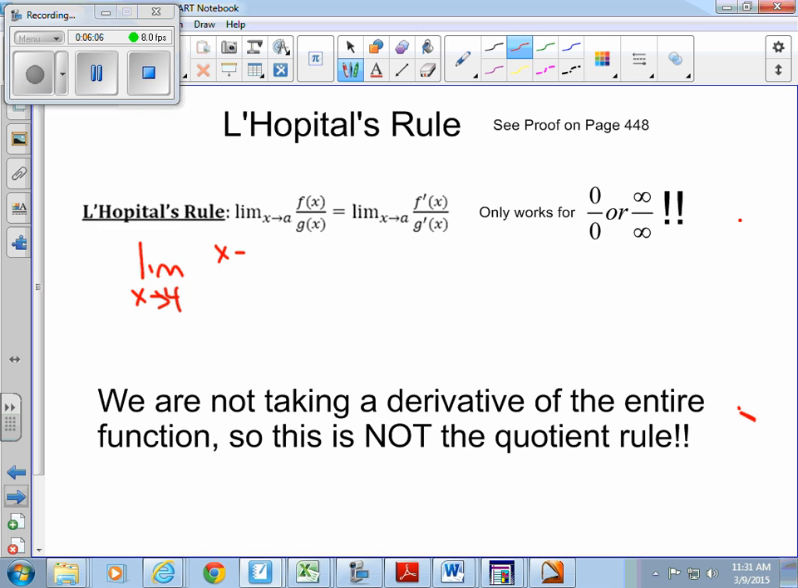Oh, is it x minus 4 on top and x squared minus 16 on bottom? No, backwards. Sorry. It would work either way. What's the derivative of x squared minus 16? What's the derivative of x minus 4? I need 1. Now plugging in 4.